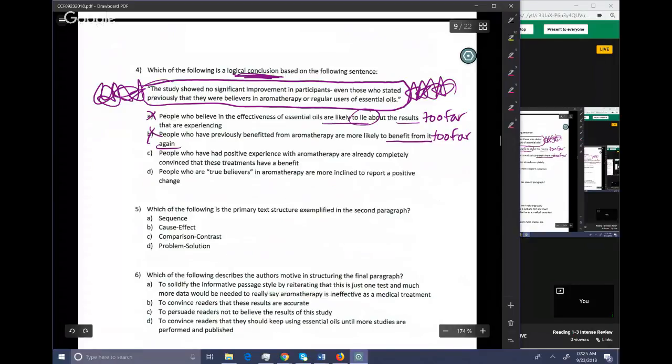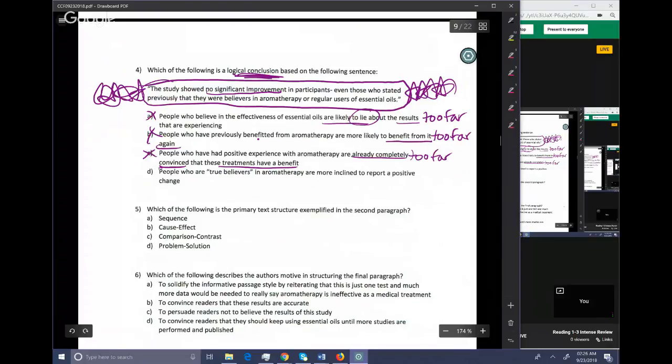People who have had positive experience with aromatherapy are already completely convinced that these treatments have a benefit. Again, you can't group everybody into a category like that and say that they're all completely convinced. Plus, they're saying here that they had no significant change even in people who are believers. So if it were true that they would be completely convinced, those people would have been reporting positive results.